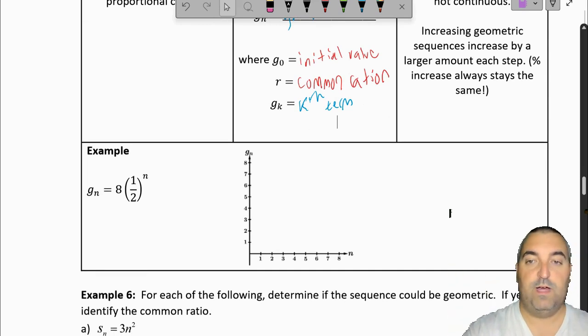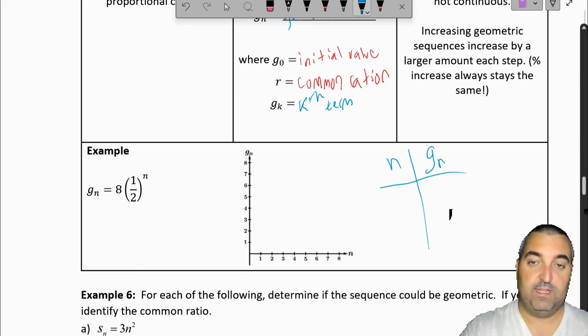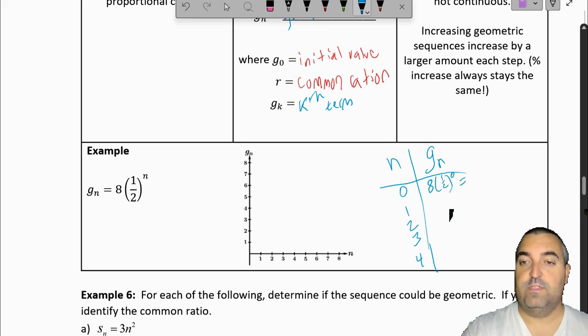If I wanted to plot this, I'm going to go the table route. I'm just going to do 0 through 4, because it's a sequence, so I cannot do decimals. So I'm going to start plugging in. 1/2 to the 0 is 1. 1 times 8 is 8. Then 8 times 1/2 to the first, that means I'm doing half of 8, which is 4. Then 1/2 squared is 1/4. 1/4 of 8 is 2.